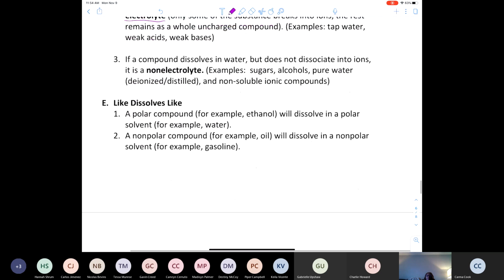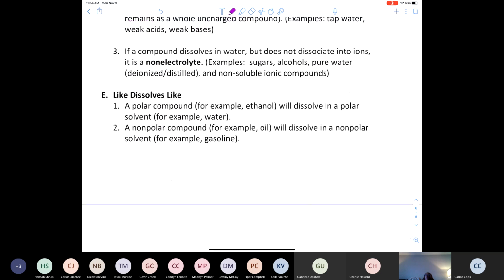And so if you have a compound that dissolves in water, it doesn't necessarily mean it's an electrolyte. Like sugar, it dissolves in water, but it is a non-electrolyte because it stays as full intact sugar molecules when it dissolves in the water. And so therefore it does not dissociate at all into ions.